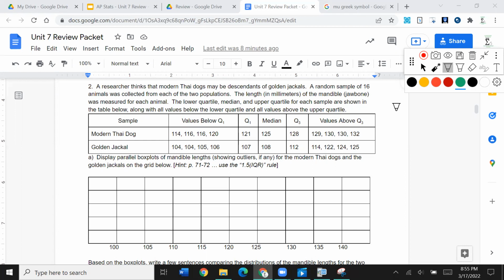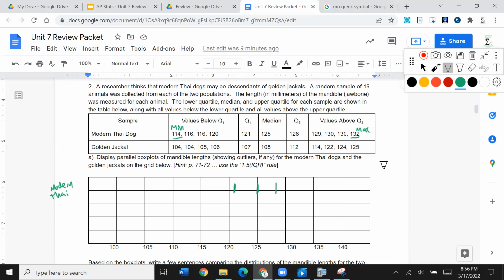So our median for, we'll say, modern Thai dog, we'll do that one up here. And our median's at 125. So with the box plot, we're talking about something that looks like this. Our Q3 is 128, so maybe about right there. And our Q1 is at 121. And we have some values above the upper quartile and below the lower quartile. This is going to be your max, but we're not told really if these are outliers. This is going to be your min. So we have to kind of use the 1.5 IQR rule.